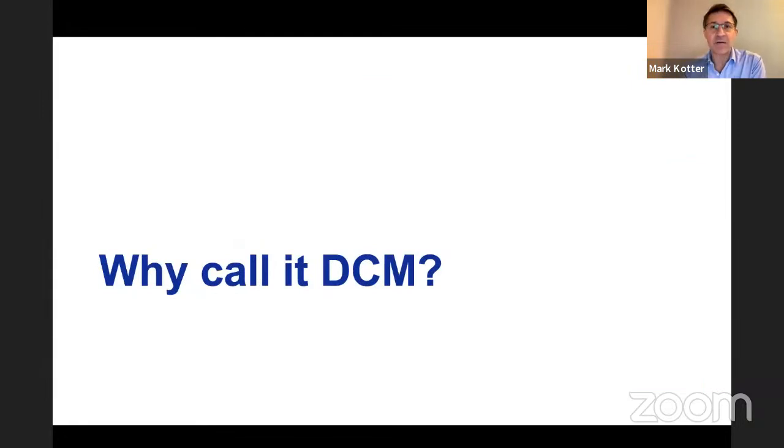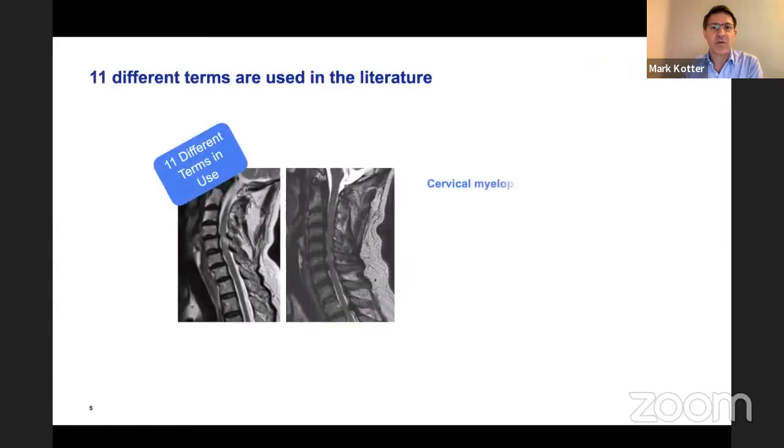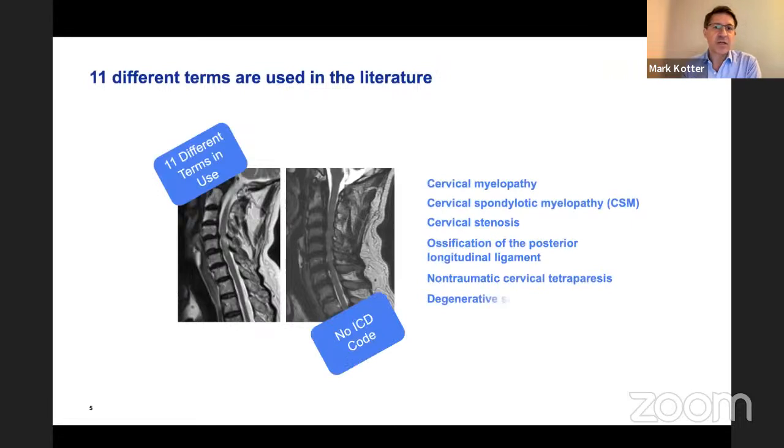Maybe why are we calling this condition now degenerative cervical myelopathy? When you look back into the history and into the literature, you see a lot of different terms that have been used to describe more or less the same syndrome. And of course, that causes confusion, not only amongst the general public, but also other specialities. And it's actually quite difficult to synthesize the literature that has been published on this condition.